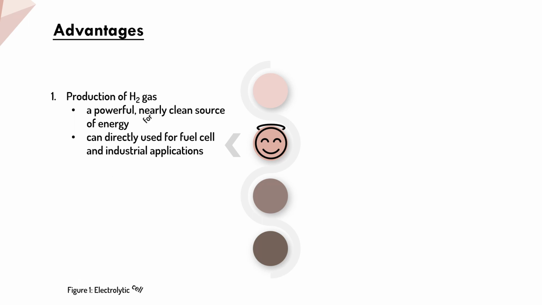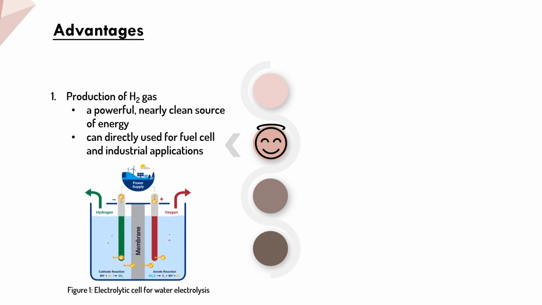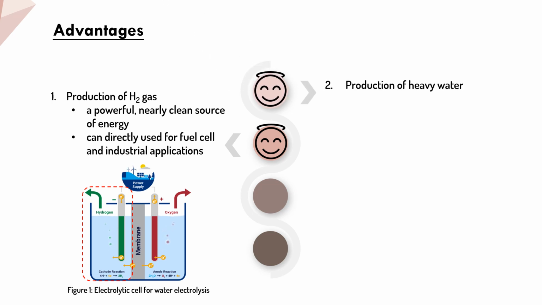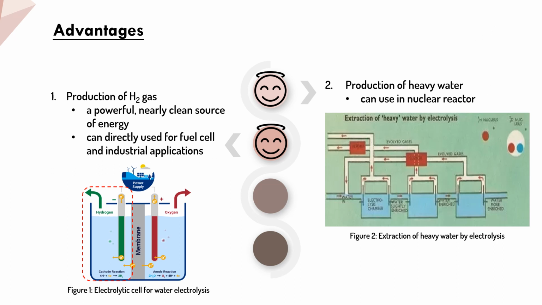Figure 1 shows the electrolytic cell for water electrolysis. The hydrogen gas is produced at the cathode, where the hydrogen ions are reduced by received electrons to form hydrogen gas. Second, production of heavy water by prolonged water electrolysis. Heavy water produced can be used in a nuclear reactor. Figure 2 shows the extraction of heavy water by prolonged water electrolysis. The electrolysis process is continued until the water becomes pure heavy water.